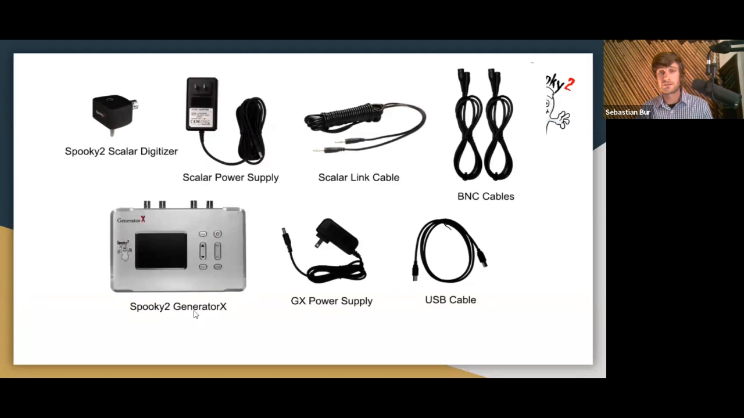Of a Generator X. So to do a biofeedback scan, you need a Generator X, and you obviously need a USB cable to connect it to your computer, and a GX power supply to connect the generator to the power source. Important here, I will say that again, make sure, if possible, don't connect both devices to the same power source. So if you can plug in the generator to one outlet and the scalar to another one, that will be good.